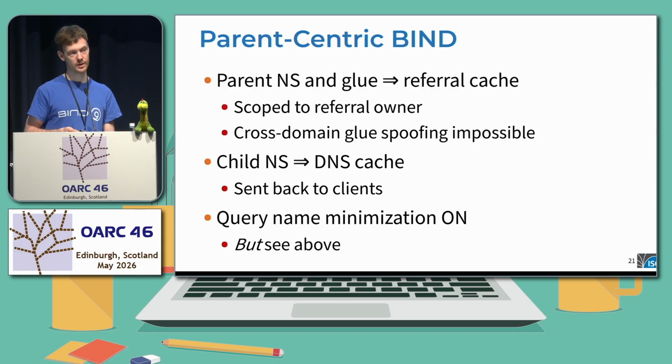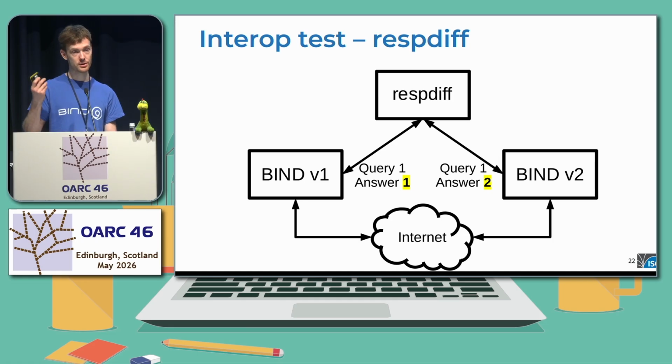Perhaps worth mentioning is that query name minimization is still on, but if it happens that query name minimization accidentally discovers a child side NS record, it will just stick it into the DNS cache and not the referral cache, so it will not be used for actually following the delegations. Now, the question is, how do we make sure it actually works, and preferably without breaking Congo again?